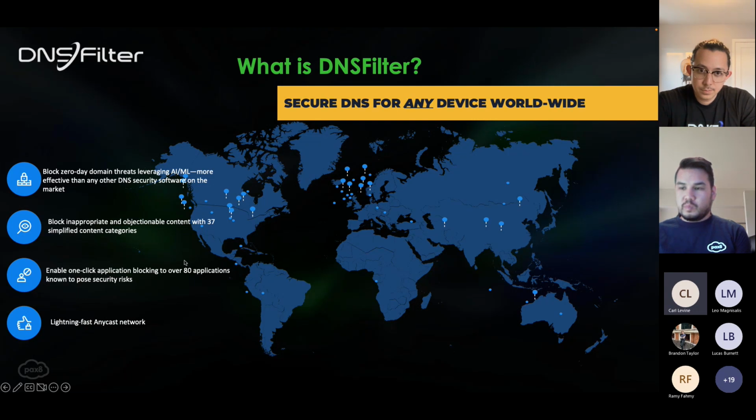And of course, underpinning this entire thing is a lightning-fast Anycast network. That means that our network is everywhere that your users are, with over 77 data centers globally. When somebody makes a request to the DNSFilter network, they are routed to the data center that is logically closest to them, which means that the DNS resolution speed is always fast and always reliable.